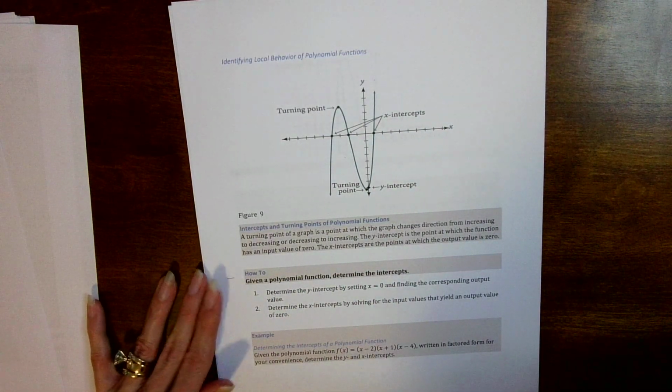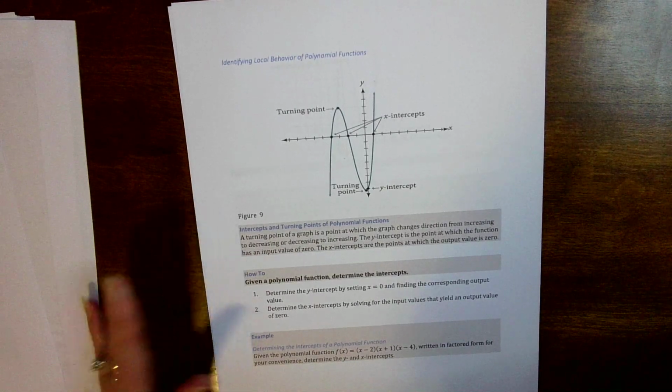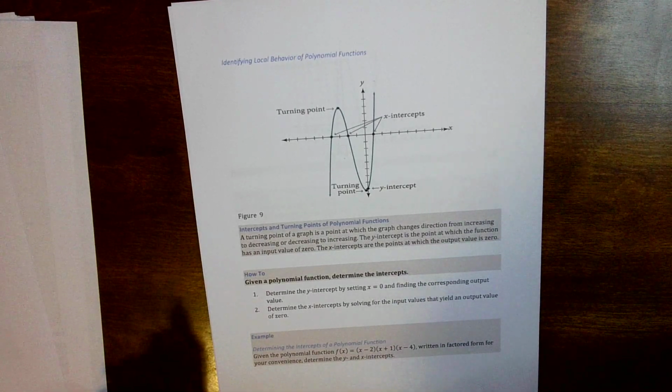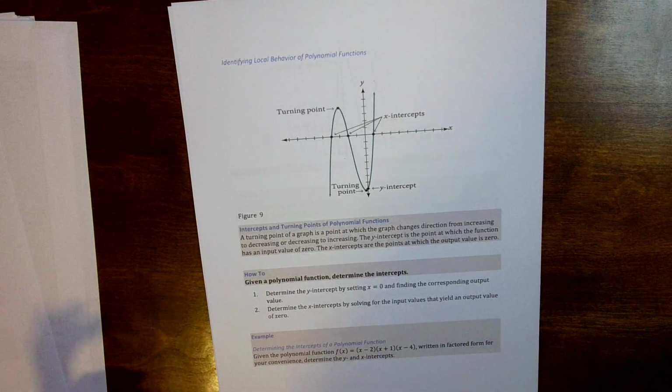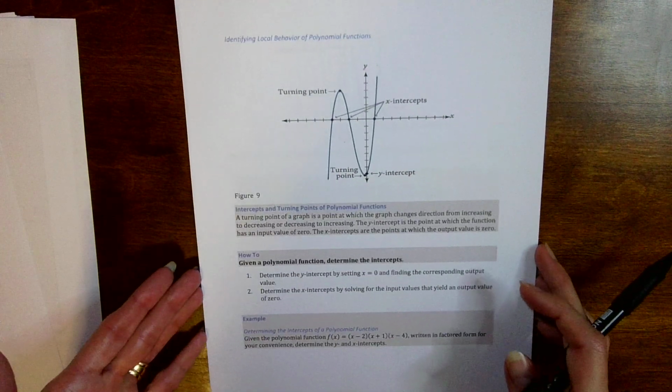So a turning point of a graph is a point at which the graph changes direction from increasing to decreasing or decreasing to increasing. The y-intercept is a point at which the function has the input value of 0, and the x-intercepts are the points at which the output value is 0, and that's why we call them zeros as well.